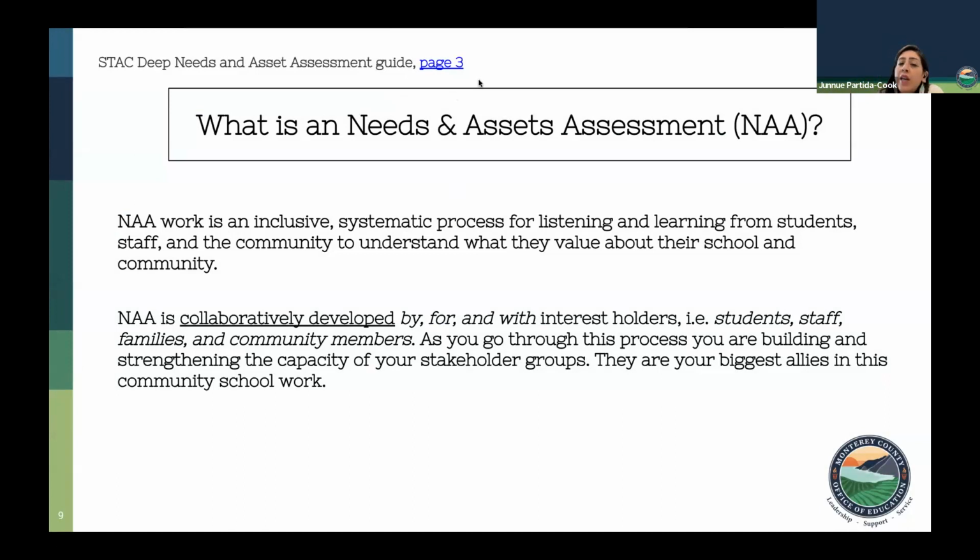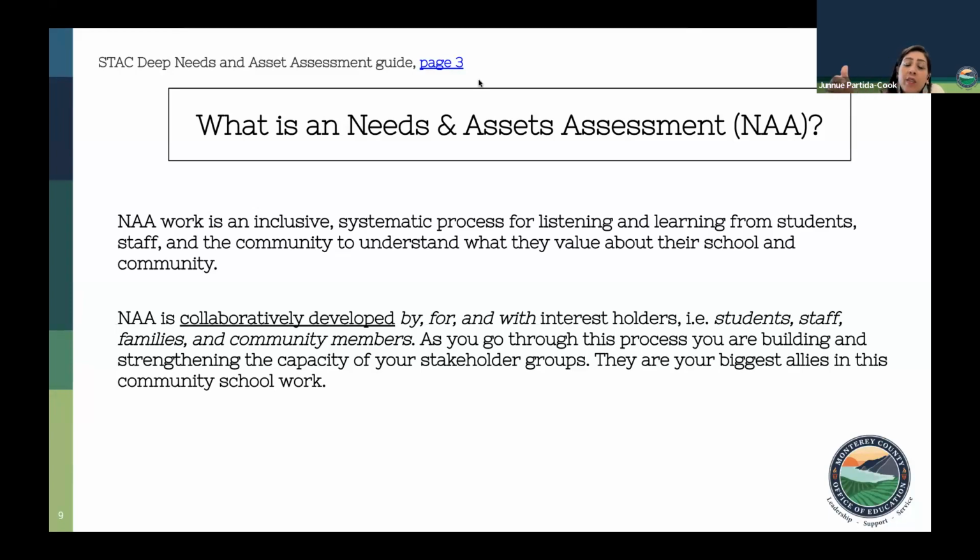So essentially, everyone's done some type of needs and assets assessment work prior. I know everyone comes with a lot of experience working for schools at the site level, at the district level, at the county office level. And as you know, the NAA is collaboratively developed by, for, and with interest holders in mind. So students, staff, families, and community members.